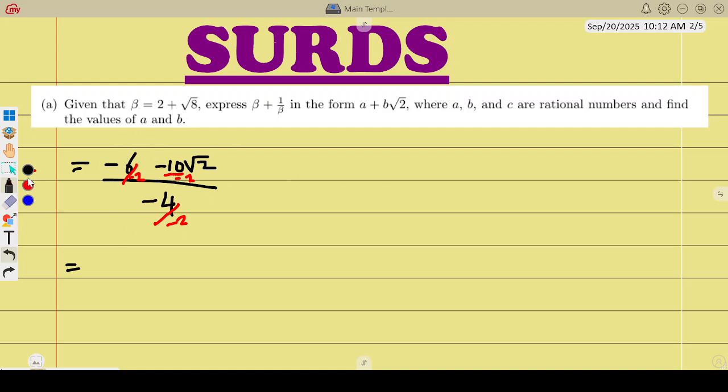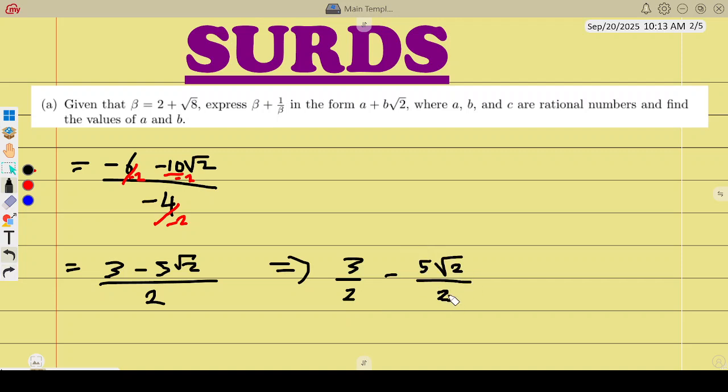2 can go everywhere. So this would have been negative 3 minus 5. But since we have a negative throughout, the negatives will cancel. So this is 3 minus 5 root 2 over, in 4 when we divide by 2, it remains like that. Yeah, and then this, we can separate them. This will be 3 over 2 minus 5 root 2 over 2.